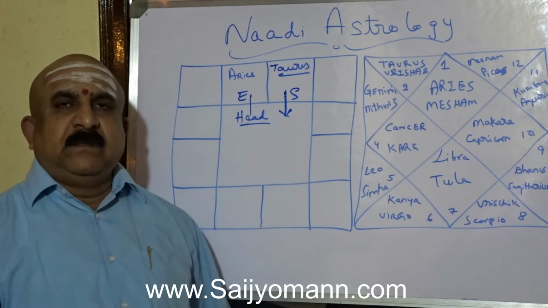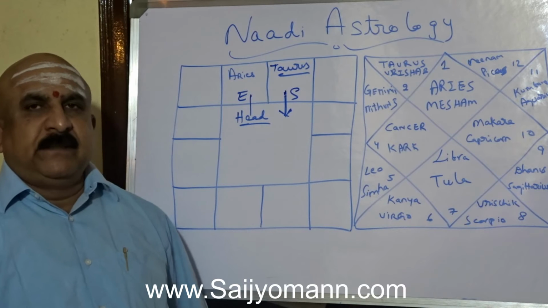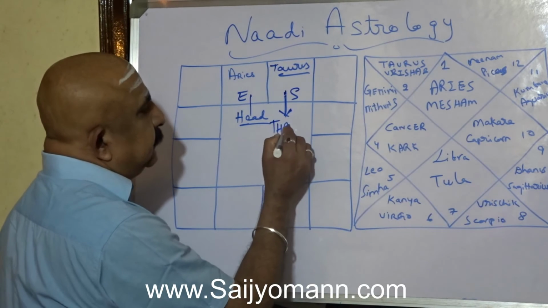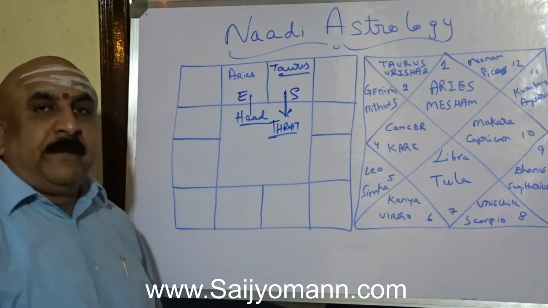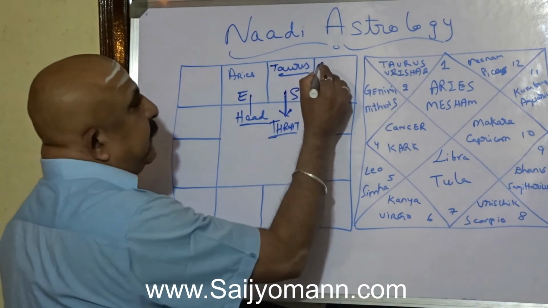The direction of Taurus is south. Parts of the body is throat. Now we'll go to Gemini.